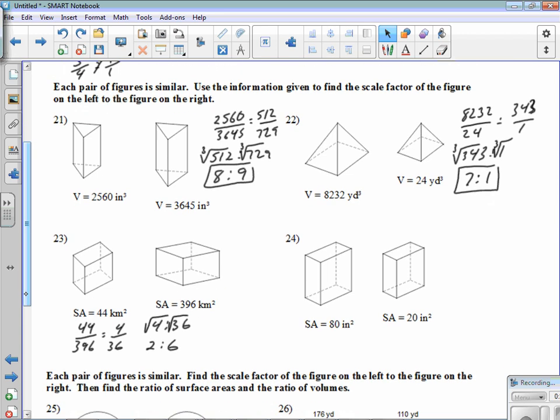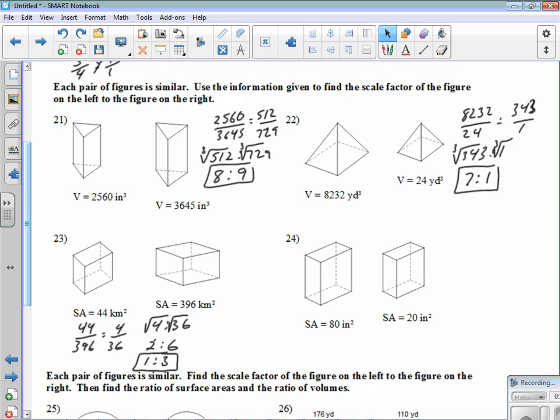Or actually I should have reduced that down. That's 4 over 36 would have gone down to 1 over 9. So those actually divide to 1 to 3 since they both divide by 2. So 1 to 3 would be the final scale factor there.